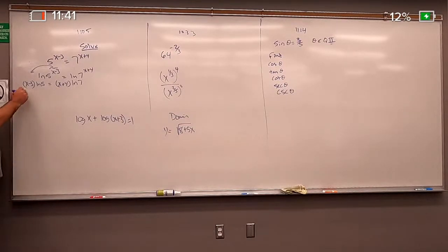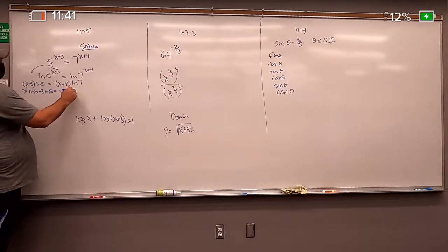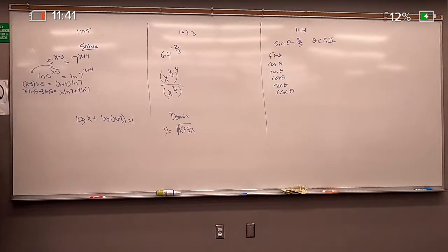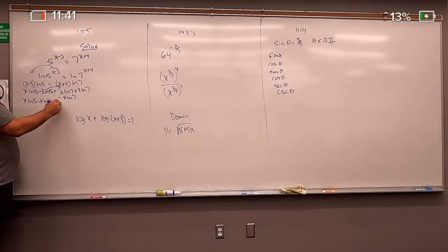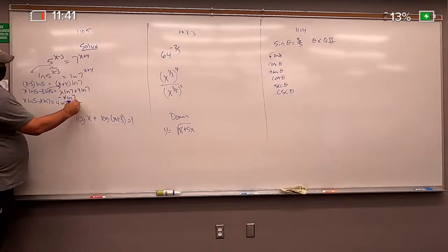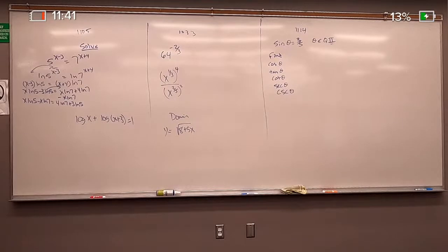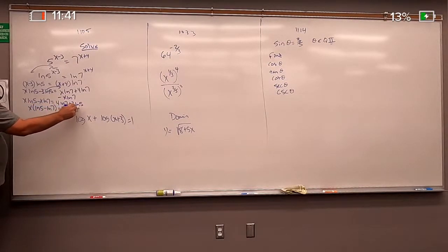So x ln 5 minus 3 ln 5 equals x ln 7 plus 4 ln 7. Subtract x ln 7 and move that over. So you're going to get x ln 5 minus x ln 7 equals 4 ln 7 plus 3 ln 5. Factor out the x, and we divide by ln 5 minus ln 7.